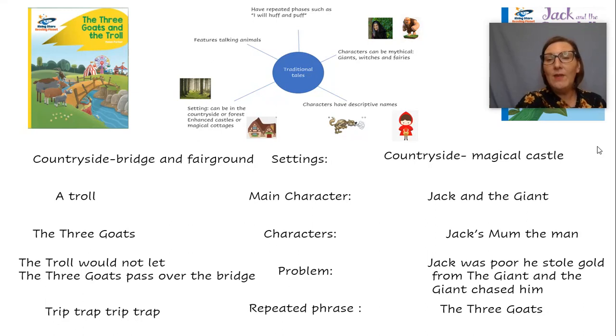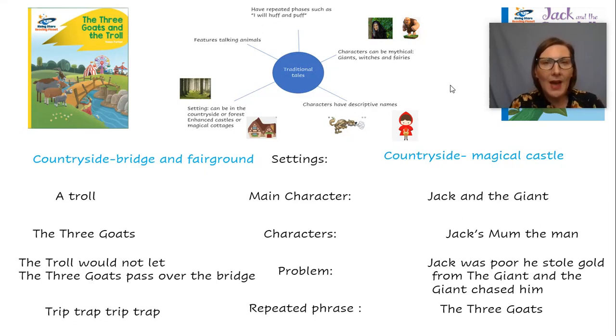So first, if we have a look at the settings, Jack and the Beanstalk was set in a magical castle, whereas the Three Billy Goats Gruff was set in the countryside, a bridge and a fairground. Now there is an element there that is the same. The countryside is the same as the setting that Jack and the Beanstalk was set in, because that was all set in the countryside as well.